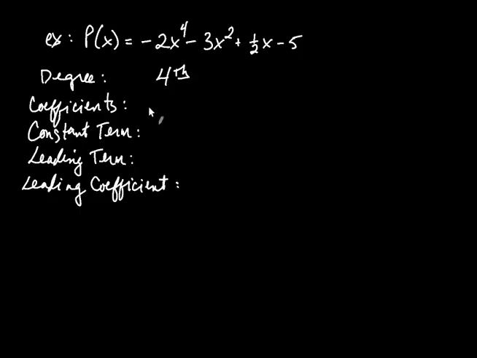The coefficients would be the numbers -2, -3, 1/2, and -5. Notice the negatives go with the numbers. The constant term would be the term -5, or the number -5. The leading term would be the first term, which is -2x to the 4th. Now, it's not always the first term, it's the term of highest degree. In this case, the highest exponent is 4. And then the leading coefficient would be the coefficient of the leading term, which is -2.